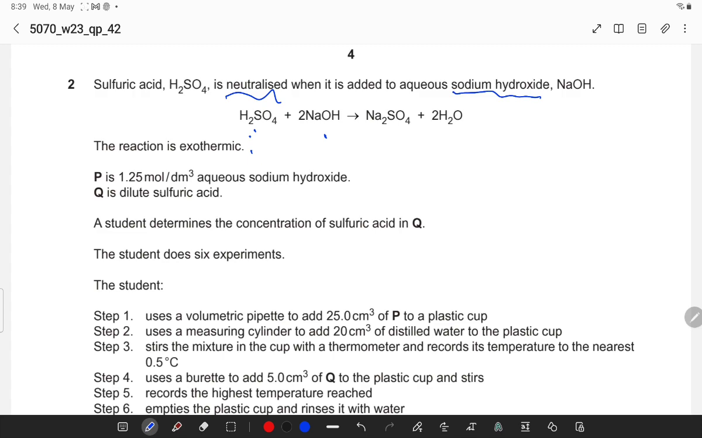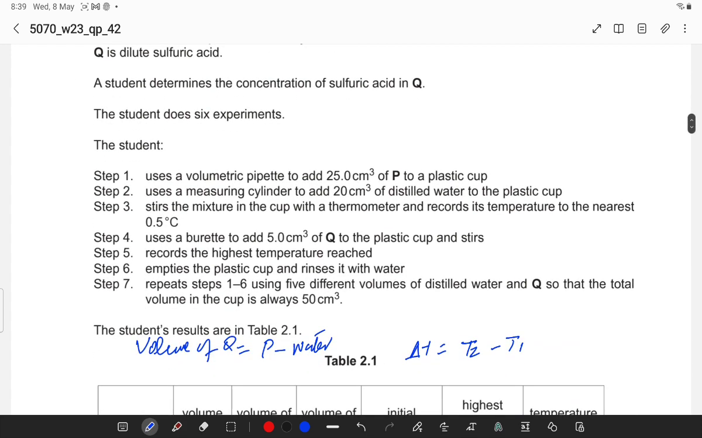P is 1.25 mole per dm cube aqueous sodium hydroxide. Q is dilute sulfuric acid. A student determines the concentration of sulfuric acid in Q. The student does 6 experiments. In step 1, the student uses a volumetric pipette to add. This is the volumetric pipette.